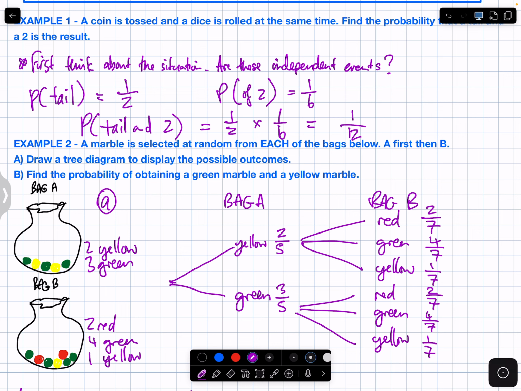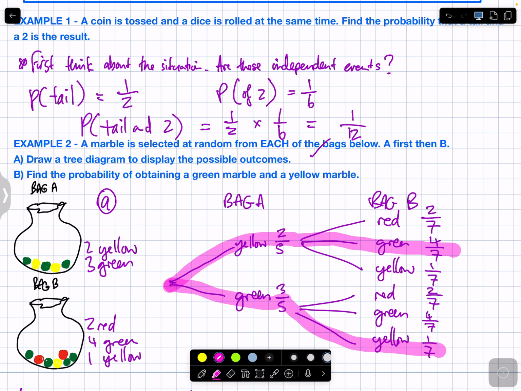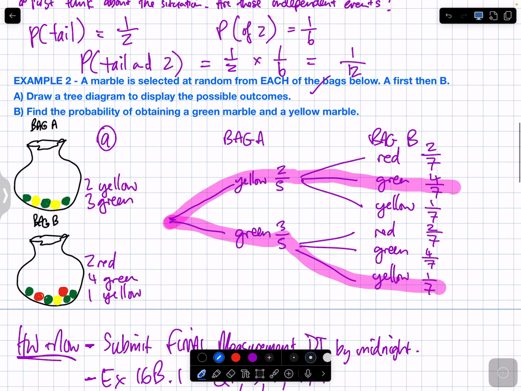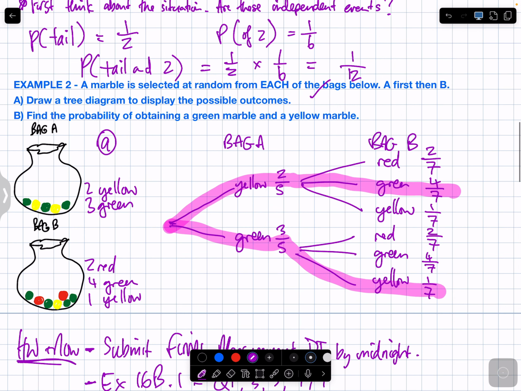So now it gets a little tricky, because we've done the tree diagram, now find the probability of obtaining a green marble and a yellow marble. Is there only one branch that corresponds to that, or are there 2? Because it doesn't say a green marble and then a yellow marble. It just cares about green and yellow. How many branches correspond to that event we care about? 2 of them. They'd be yellow first and then green, and green first and then yellow. How do we deal with that? You need to deal with both branches separately.